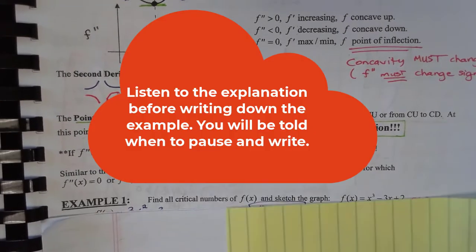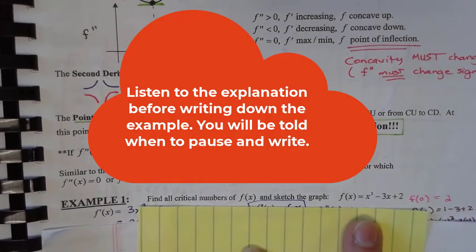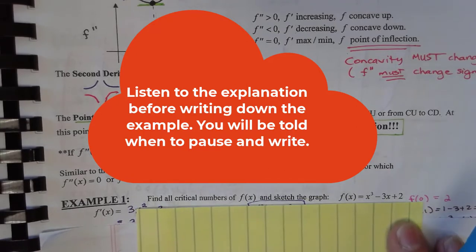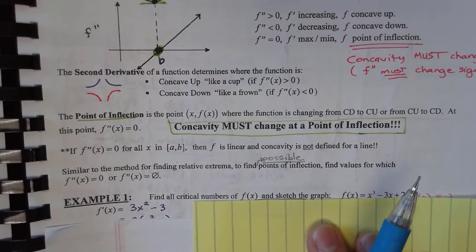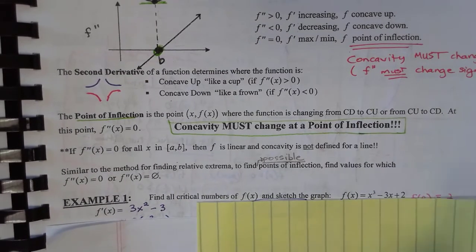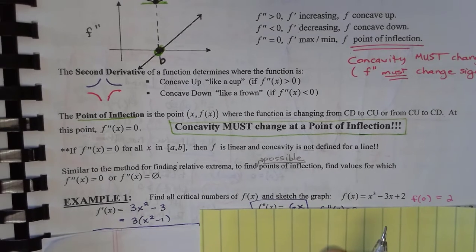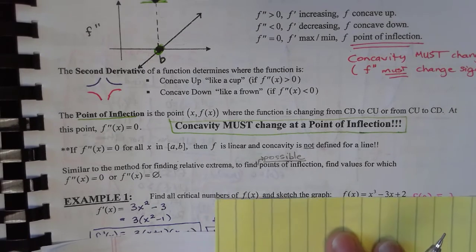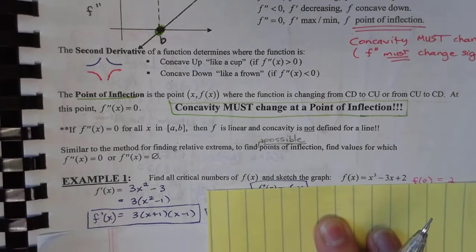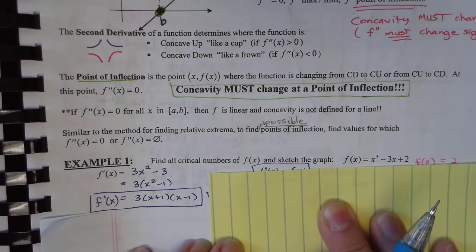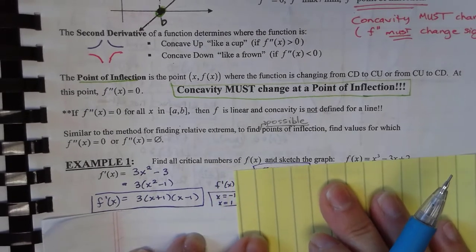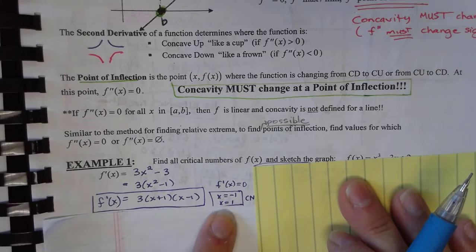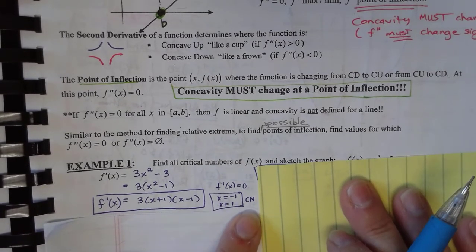So we are going to look at this example here, and we are going to find all the critical numbers and sketch the graph. So first of all, here is my function. We know that f prime of x is going to be 3x squared minus 3. We can factor out the 3, and we see that we have x squared minus 1, which is a difference of 2 squares. So f prime of x is 3 times x plus 1, x minus 1, and that gives our first derivative 0 when x is negative 1 and when x is positive 1. These are our critical numbers.